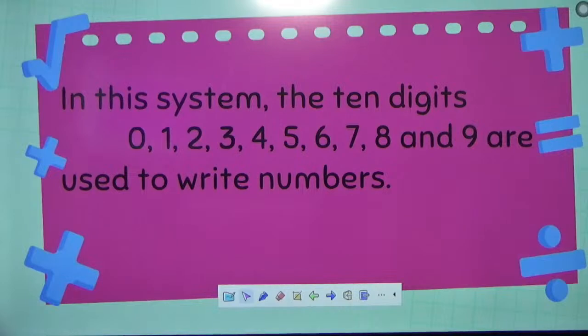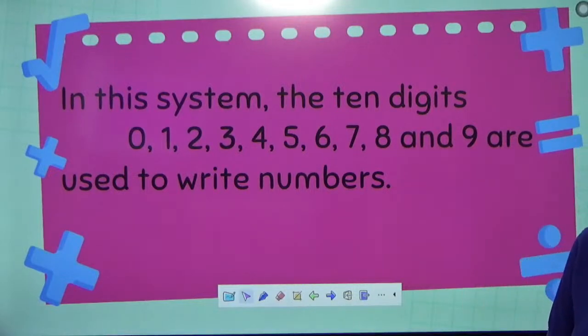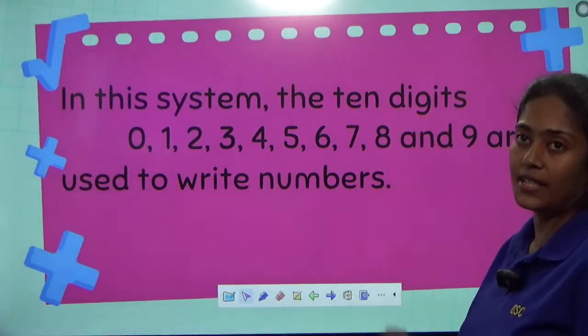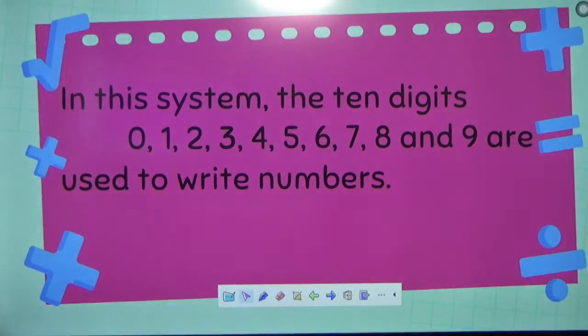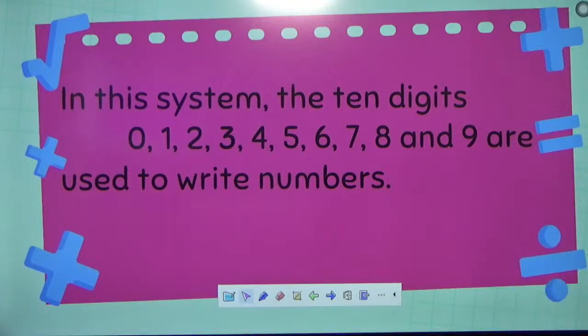Right? In this system, the 10 digits. For those numbers, we use another word. What is that? We call them digits. 0, 1, 2, 3, 4, 5, 6, 7, 8 and 9 are used to write numbers. By using these 10 digits, we can write lots of numbers, no? You can note this down also, otherwise you can forget.